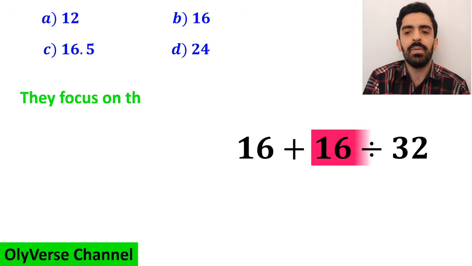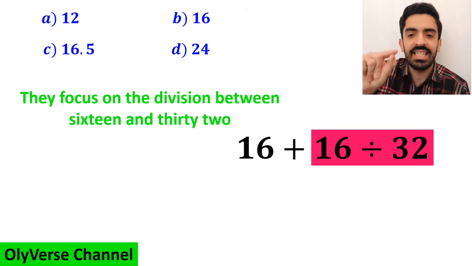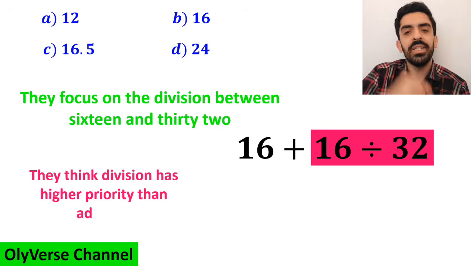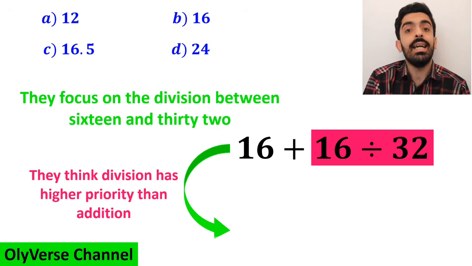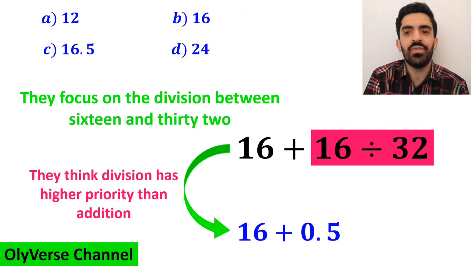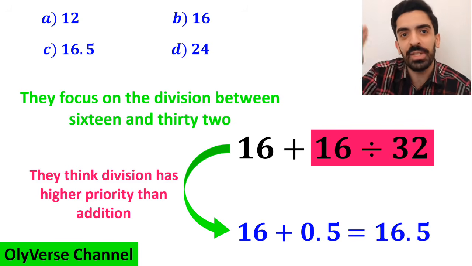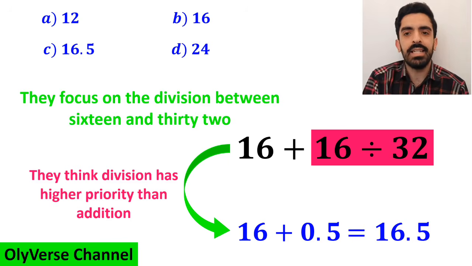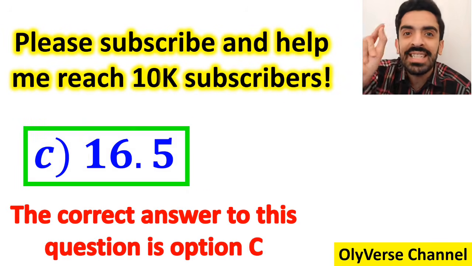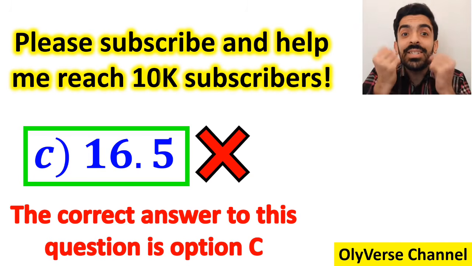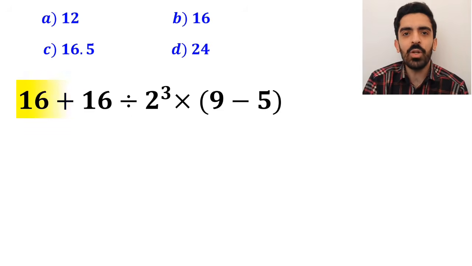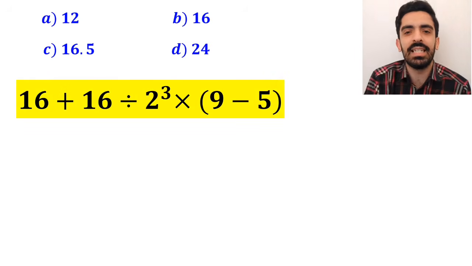And the final step, they focus on the division between 16 and 32 because they think division has higher priority than addition. And they replace this expression with 16 + 0.5, which finally gives them the answer 16.5. And immediately, they conclude that the correct answer to this question is option C. However, it's not the correct answer to this question. Alright, now let me show you how to solve this expression properly.